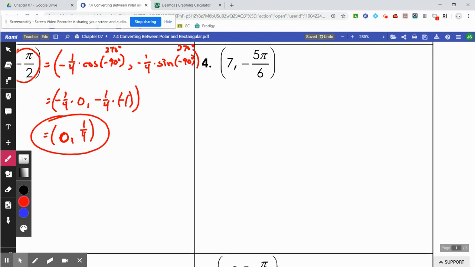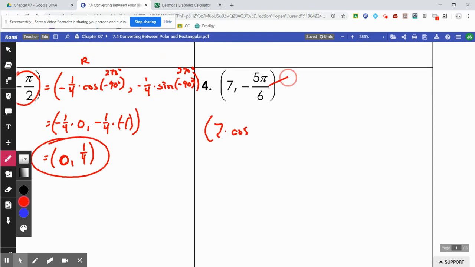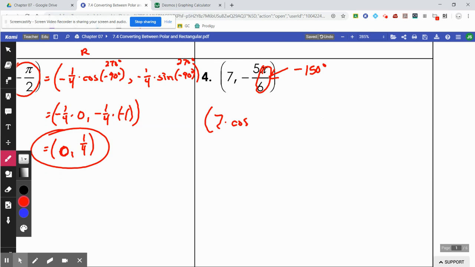Number 4. Again, here's your rectangular coordinates. Your x value will be 7 times the cosine of, and again, I don't want to work with negative 5 pi over 6. I'm going to do a couple of things with that. First, I'm going to change it to degrees. Negative pi over 6 is 30, so 5 times 30 is 150. So it's negative 150. And then if you don't want to work with a negative angle, let's add a rotation to that. So let's add a 360 to that, and it gives you 210 degrees. So this angle is the same thing as 210. So 7 cosine 210, and your y value will be 7 times the sine of 210.